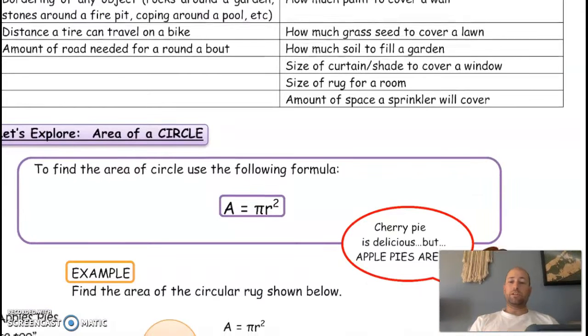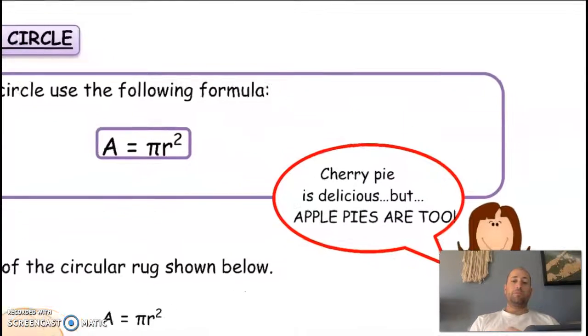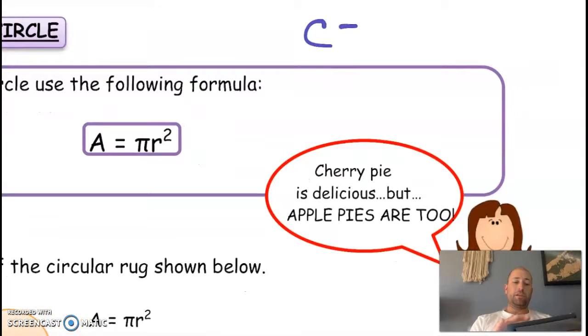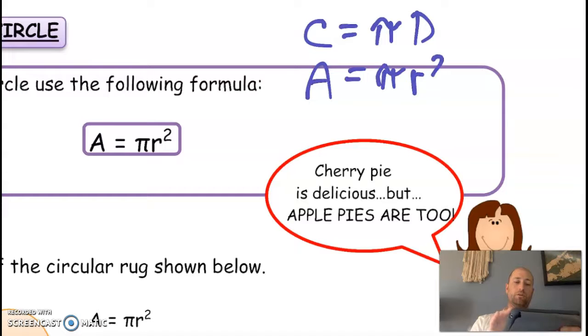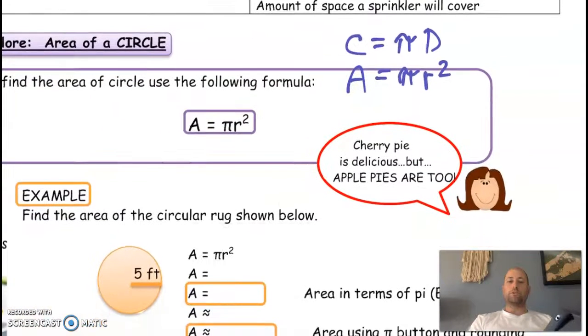And there's this little saying down here we've used. Cherry pie is delicious: C equals pi d. That is good for circumference. But apple pie r squared, apple pi r squared: area equals pi r squared. It's a good way to remember our formulas. Once you use them a couple of times, you'll start remembering.